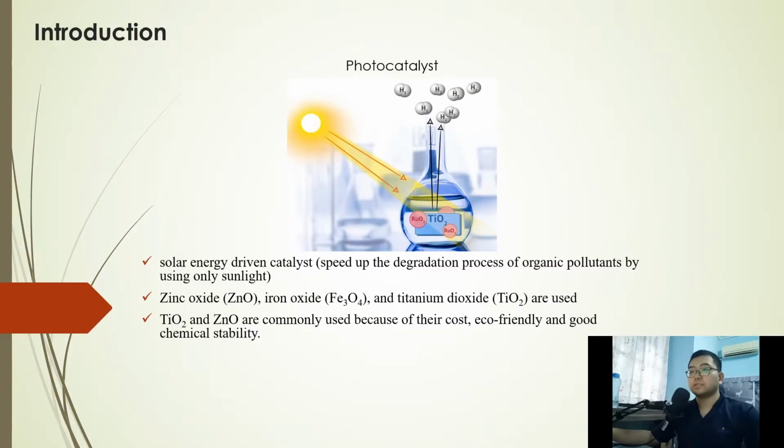Photocatalytic fuel cell is used for POME treatment and the catalyst used is titanium dioxide. The reason for choosing PFC is that the entire fuel cell is driven by solar energy. Generally, the photocatalysts used are zinc oxide, iron oxide, and titanium dioxide. Titanium dioxide and zinc oxide are commonly used because of their low cost, eco-friendliness, and good chemical stability.